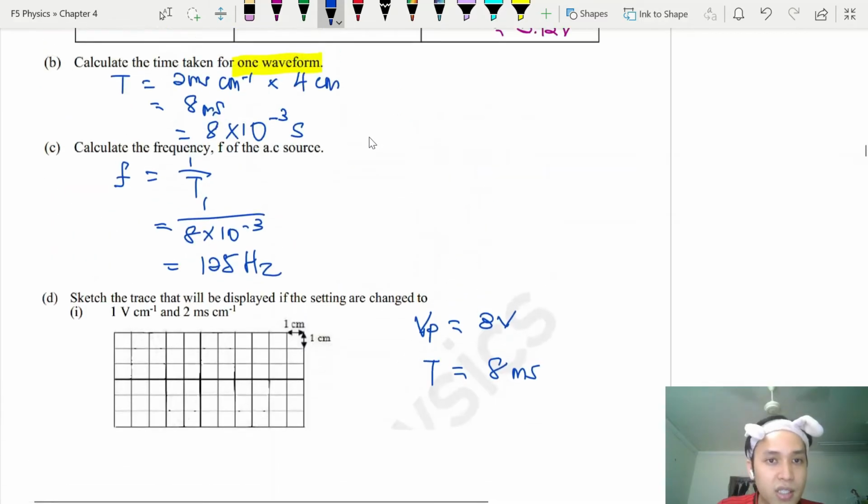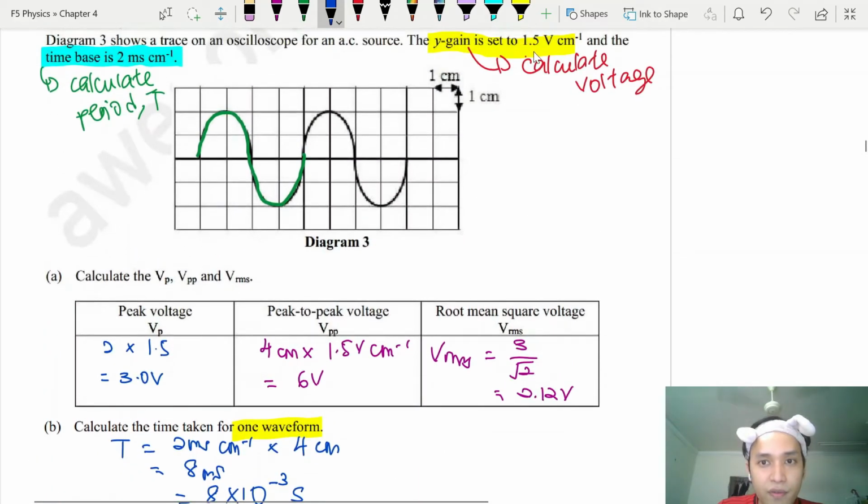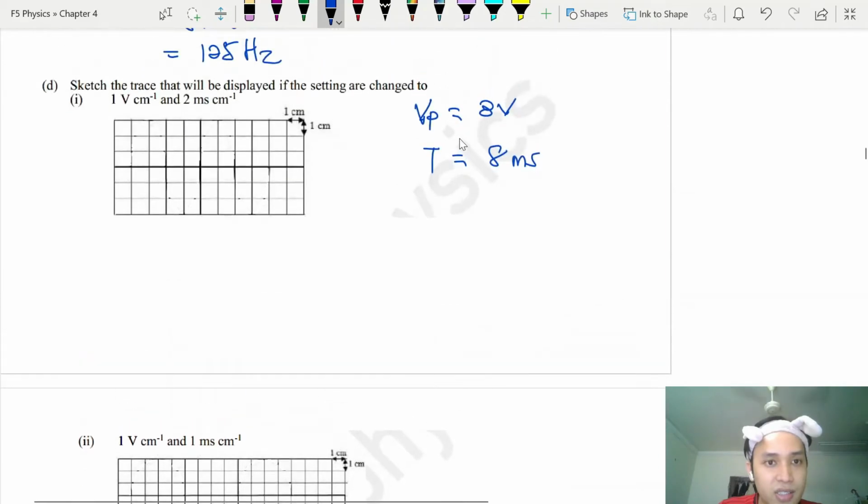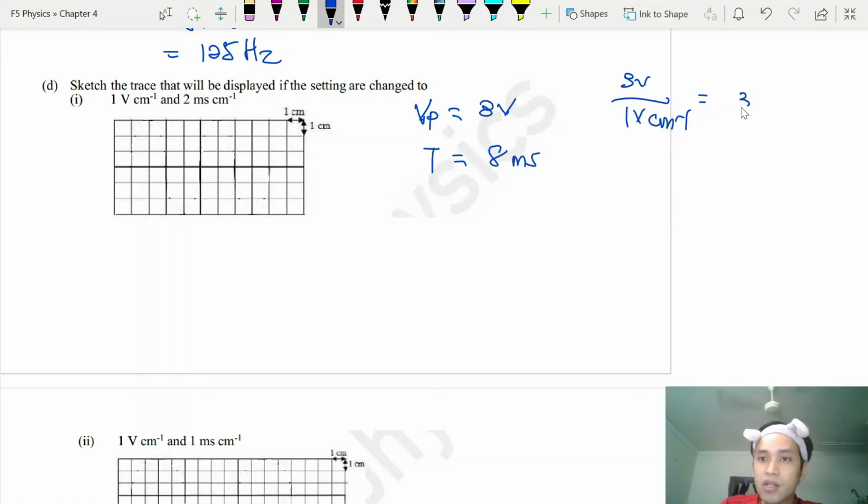Okay, so initially it is 1.5 volts per centimeter. Now they change the settings to 1 volt per centimeter. So I need to use this peak voltage to calculate how many squares to get for 3 volts. You just take 3 volts divided by the Y gain, then you get how many centimeters. So 3 volts divided by 1 volt per centimeter, you get 3 centimeters. 3 centimeters means now the graph is going up 3 boxes.